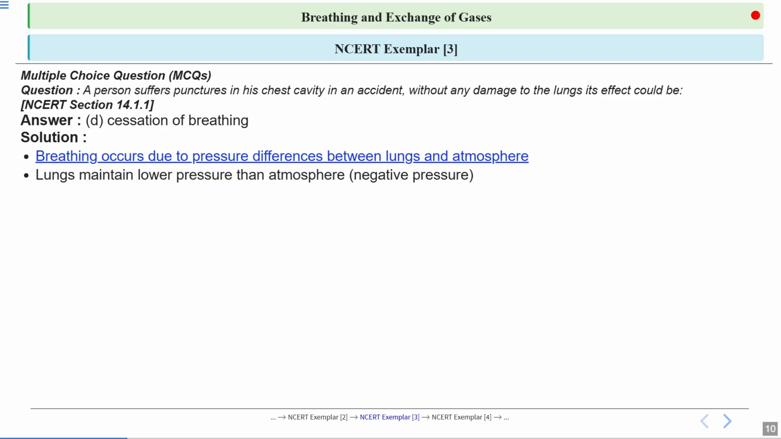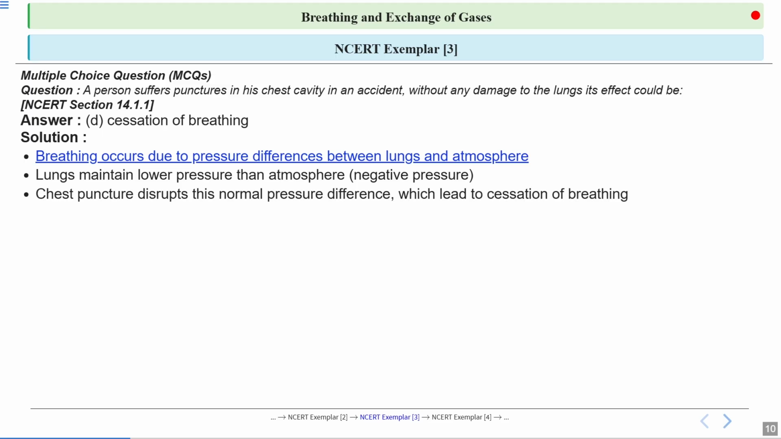Now the lungs maintain a lower pressure than the atmosphere, and that is called negative pressure. The lungs always want to maintain the lower pressure, and that is why the air present in the atmosphere, having the higher pressure, moves inside the lungs. So this is the mechanism of how the exchange of gases takes place at the time of breathing. So a chest puncture disrupts the normal pressure difference, right? Which leads to the cessation of breathing.